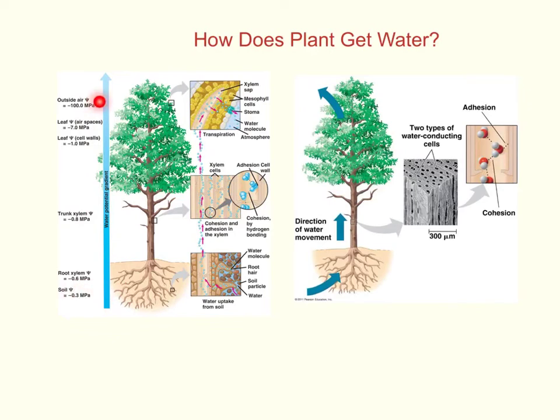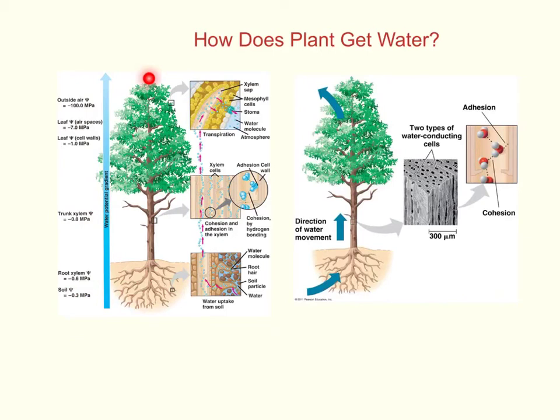Don't worry about the units, and don't worry about the Greek symbol that represents the water pressure within the plant, the overall water pressure in the plant. But just know that you'll go from a negative 0.3 all the way to negative 100, and that moves the water and the fluid within it from the lower end all the way up to the top of the tree.